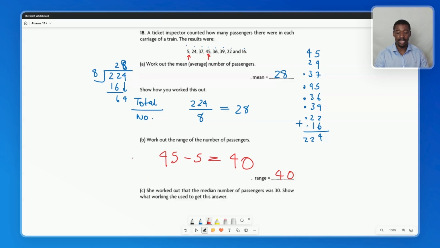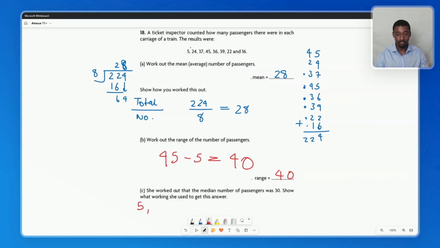And now for part C, we have she worked out that the median number of passengers was 30. Show what working she used to get this answer. So we need to understand how to work out the median. And the main thing with the median that most people get wrong, the number one silly mistake, is forgetting to order the numbers. We have to order the numbers. So let's do that and try and get it right.